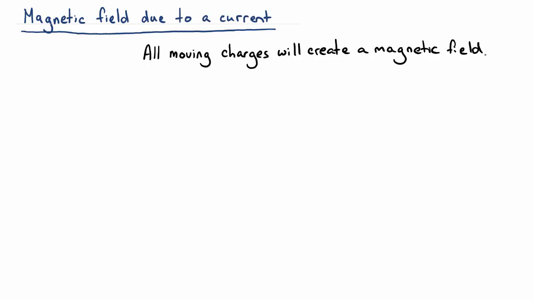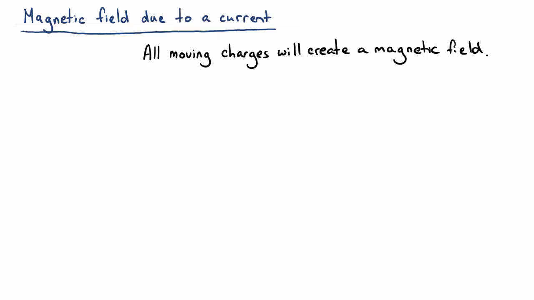So it turns out that magnetic fields are actually just a consequence of the effects of special relativity on the moving charges, so the electric fields due to these moving charges. We don't need to worry about that here, but it's really interesting to point that out.